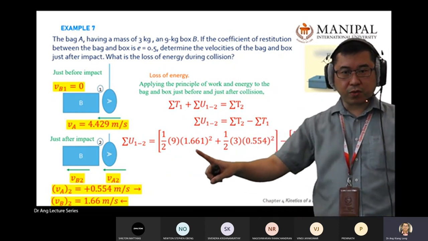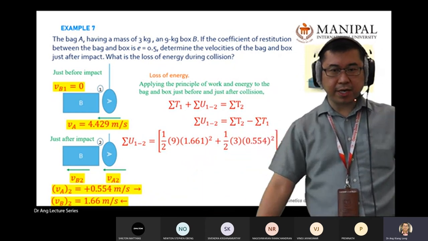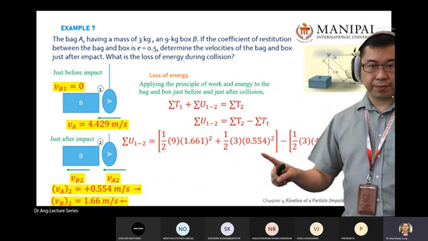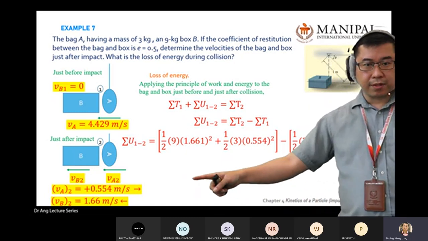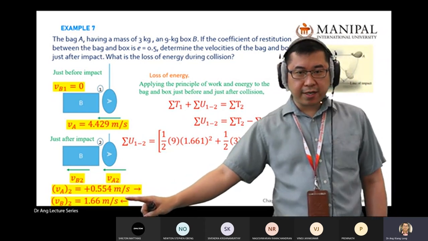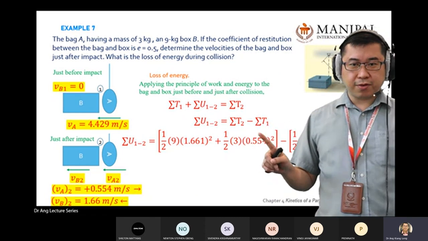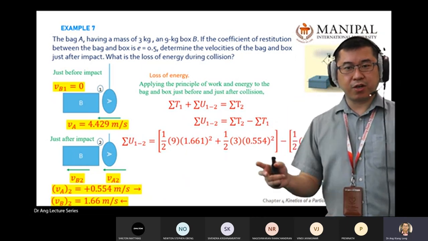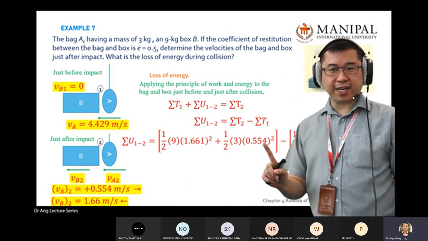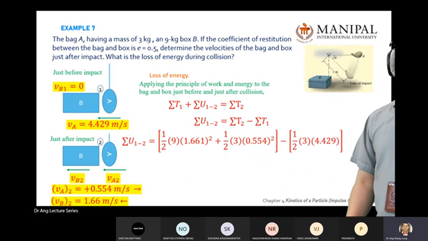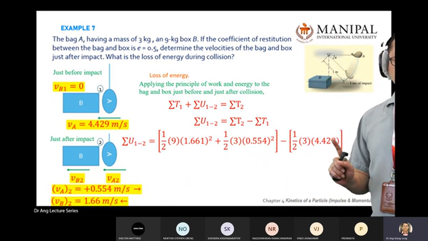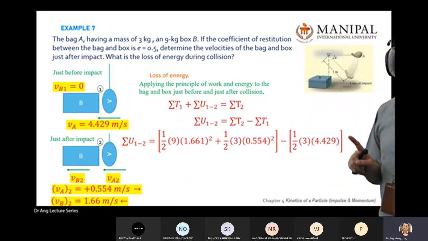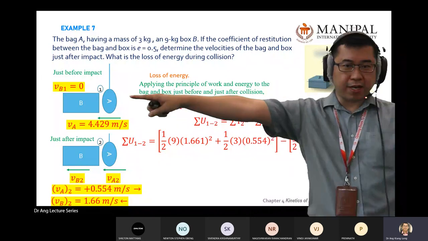Half mv squared after impact, 1.66, you just calculate, plus half mv squared for this one. Although you say this one is negative, I still didn't put a negative here, because when you square a negative value, you still get positive. Energy is always positive, take note of that. Minus before. Before, only VA is moving, 4 point something. VB doesn't move, so behind here I should actually write plus 0, but you understand.